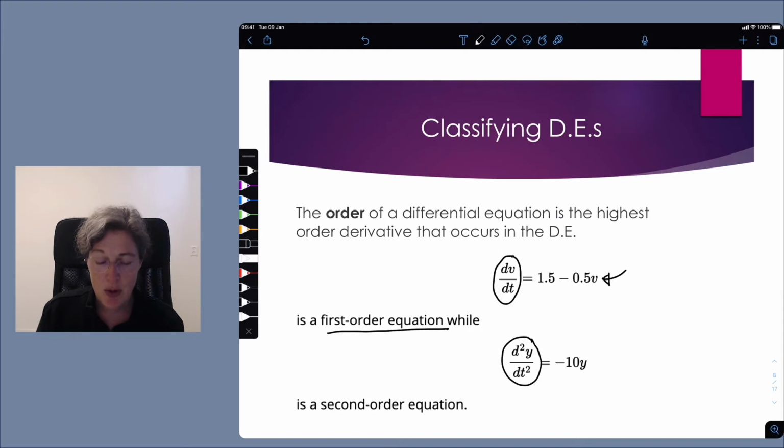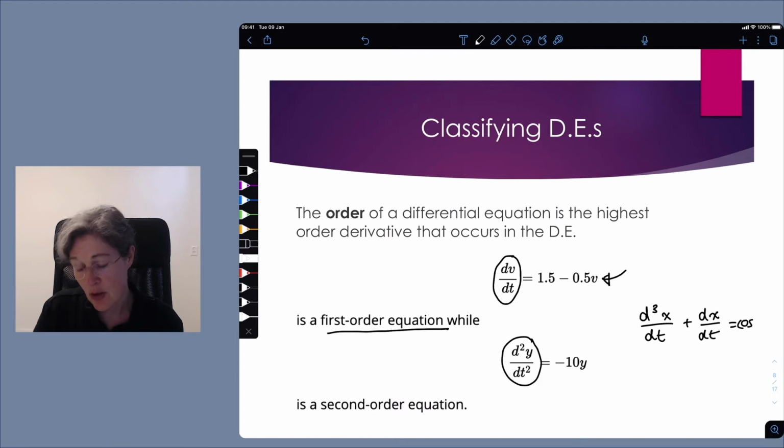And you can get way more complicated than that. You might have, for example, d cubed x by dt cubed plus, I don't know, dx by dt equals cosine. So you can have different derivatives. You don't just have to have the one like we're seeing here, but in this case you just look for the highest one. So this one would be third order.